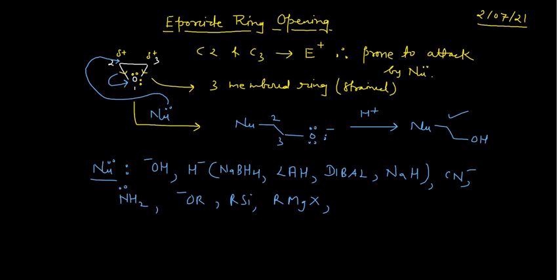Now say for example, I am having some symmetrical or unsymmetrical ether. So I can write here, say I am having unsymmetrical epoxides.